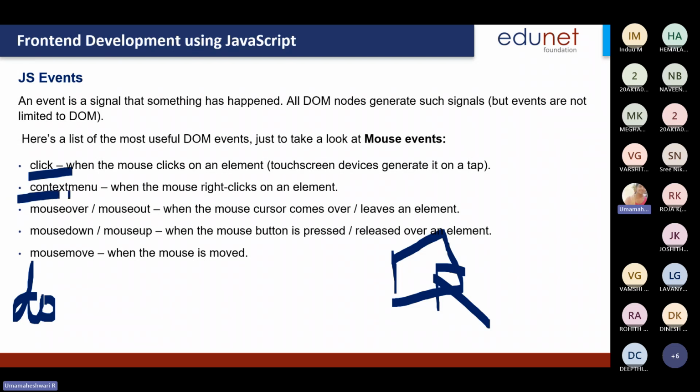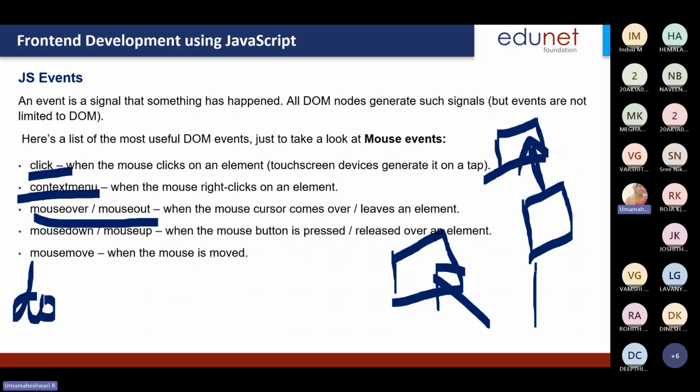Next is context menu. When the mouse right-clicks on the element, we will go with this one called context menu. And mouse over and mouse out: if there is a box and I am over it, that is mouse over, and if you leave the element, that is mouse out. Then you can give different properties for each.